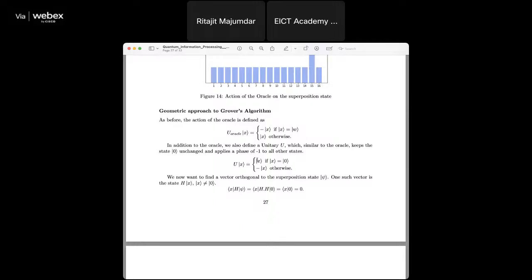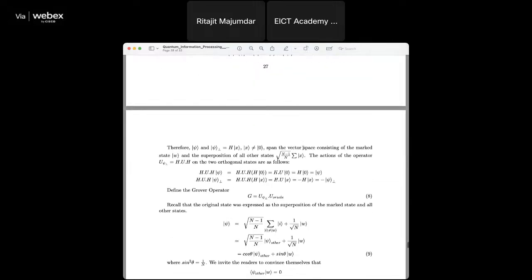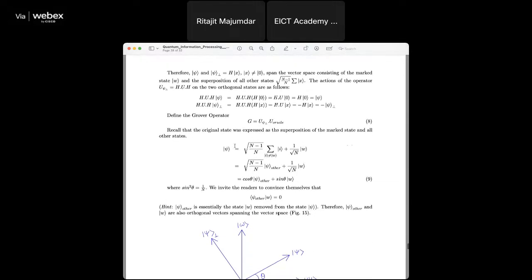I define another U. Again, these are mathematics. We won't go too deep into this. I define another U which will just keep the state unchanged if it is 0 or add a minus if any other state. But this is my main oracle, which is the same thing. I mean, we are just looking at the same problem from another angle. Now think of this. This is kind of the state that we talked about, the initial superposition state. Yeah, I'll come to how it is order of root N.